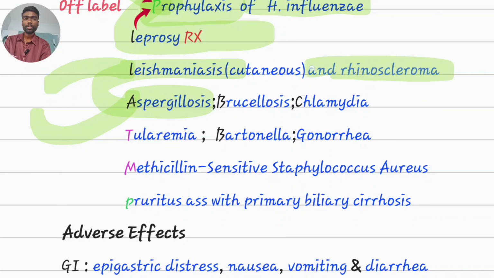And then rhinoscleroma, brucellosis. Brucellosis is transmitted via unpasteurized milk and handling infected cows. Chlamydia, tularemia. T for tularemia, T for ticks. It is transmitted via ticks and handling infected rabbits. So it is also called rabbit fever. It is a bioterrorism agent category A caused by Francisella tularensis, an obligate intracellular bacterium.